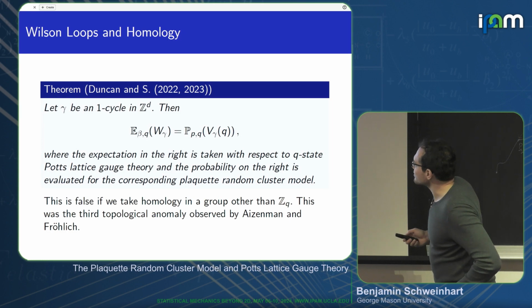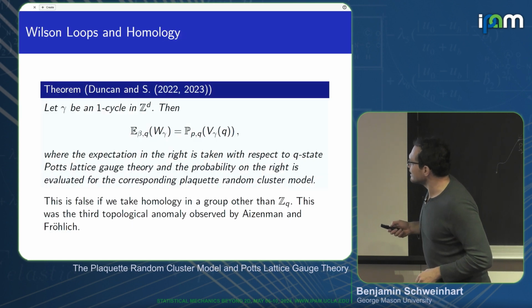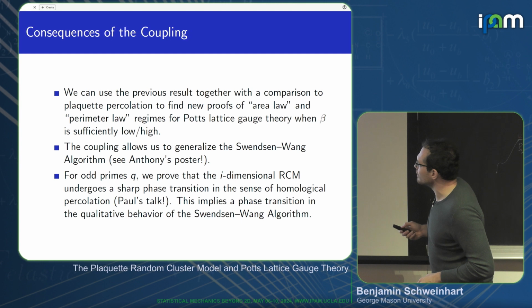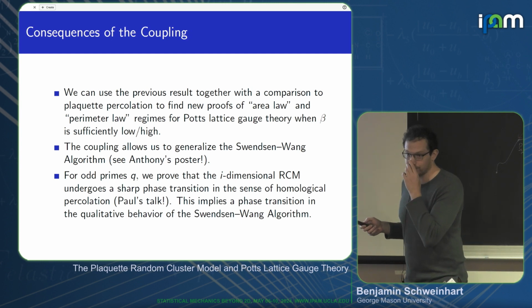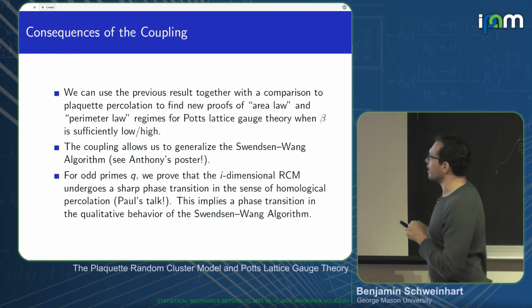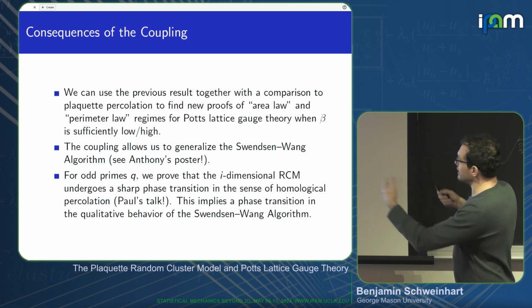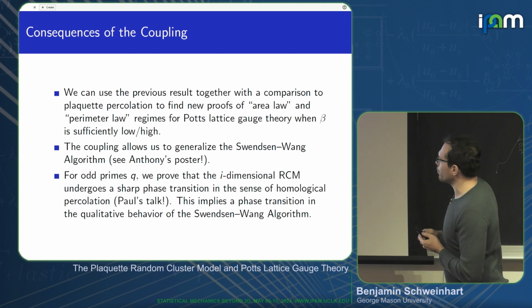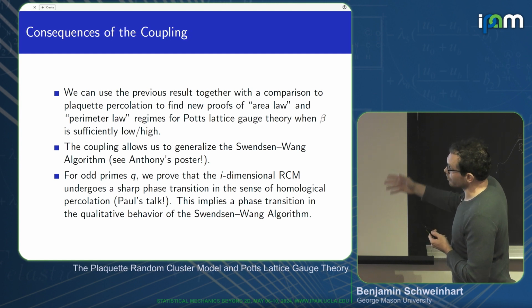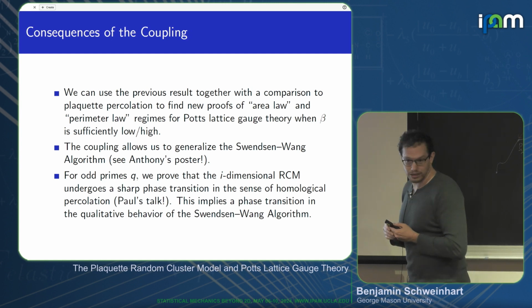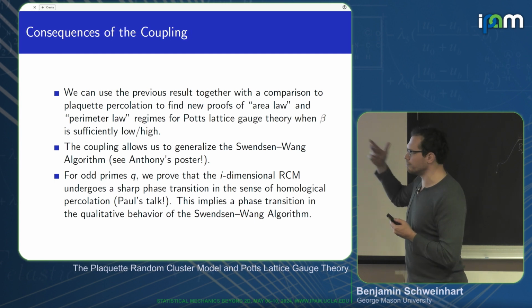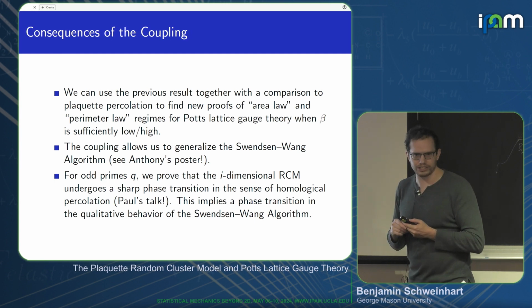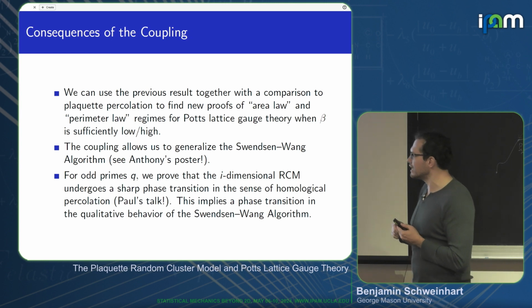OK, I'm going a little faster than I thought. Let's see, so what consequences? We have some pretty fast consequences from the definition of our cell complex representation and the generalization of the connection correlation theorem. So first of all, you can find new proofs of a lot of nice things about Potts lattice gauge theory. For example, that you get high and low temperature regimes where area law and perimeter law things hold. You can have new proofs of certain correlation inequalities. Those follow pretty much immediately.